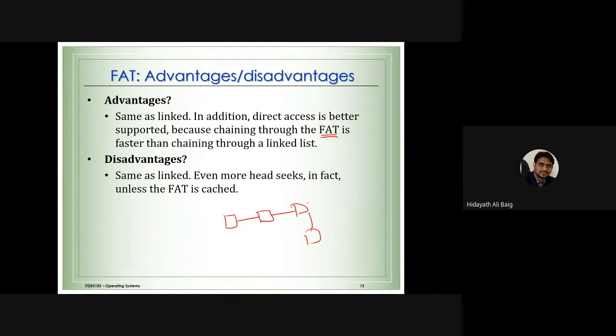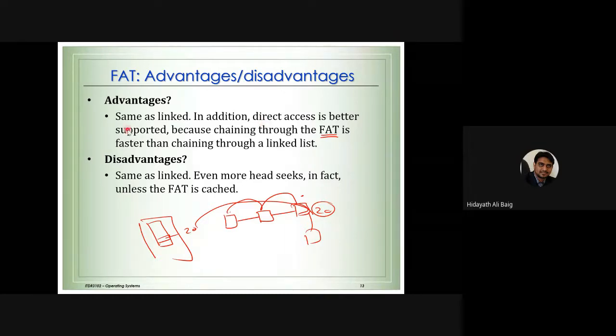We just need to read the data. I need to go to this table to see where my data is for this particular block. So I need not read every block. I can see the information in the table. Say I want to read the data for a particular block, and this information says block number 20. So I can go to the hard disk directly to block number 20 and read the data. That is the point they are making here. The advantages are the same as linked allocation, but in addition, direct access is better supported because chaining through the file allocation table is faster than chaining through the linked list.